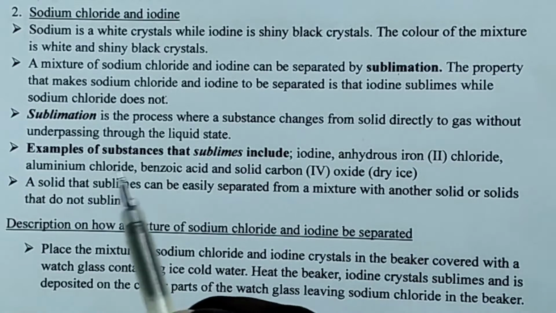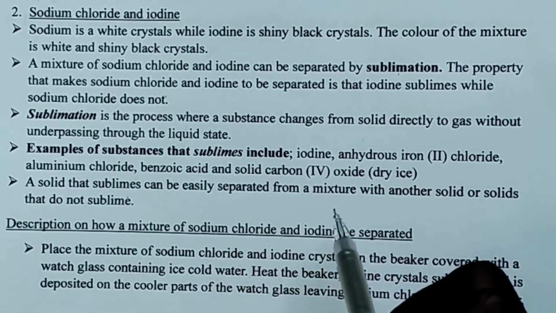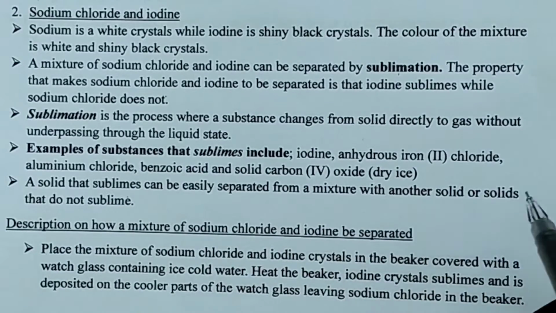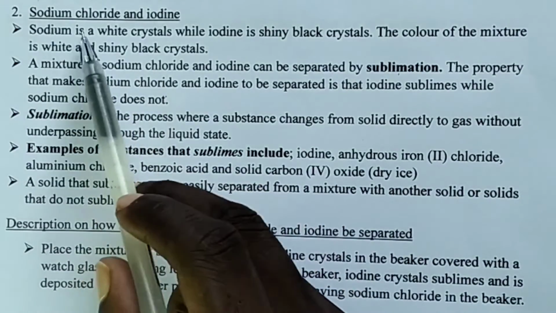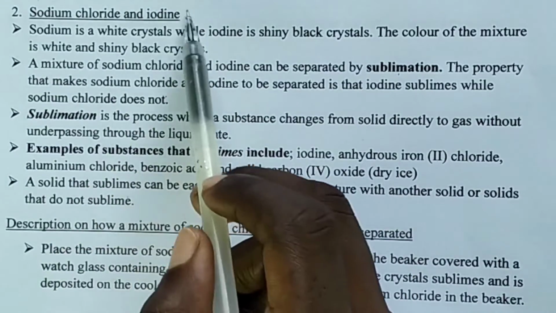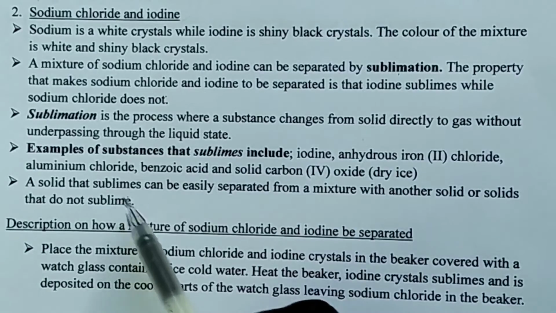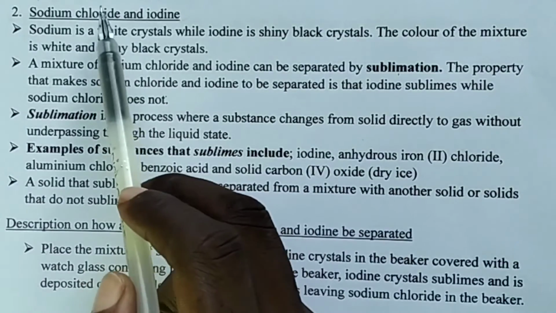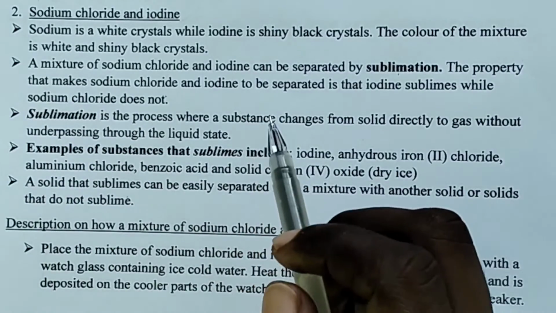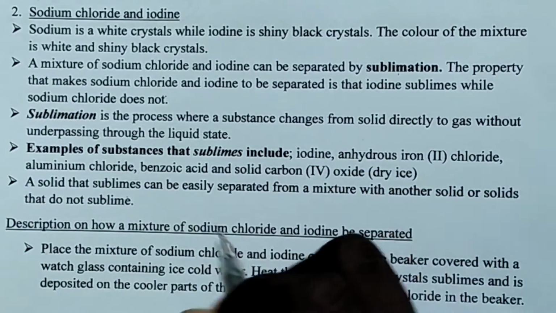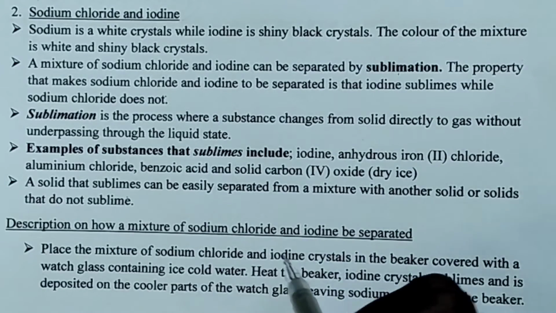A solid that sublimes can be easily separated from a mixture with another solid or solids that do not sublime. For example, in our case, if you have sodium chloride and iodine, you can separate iodine because iodine is a solid that sublimes. You can easily separate it from a mixture with another solid like sodium chloride, which does not sublime. Okay, lastly let's see the description of how a mixture of sodium chloride and iodine is separated.